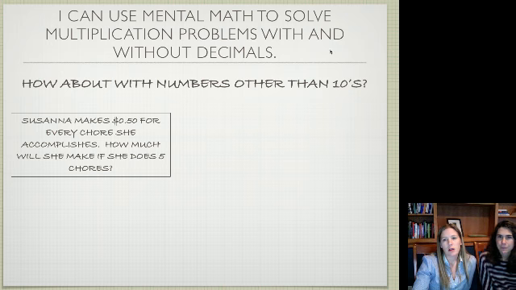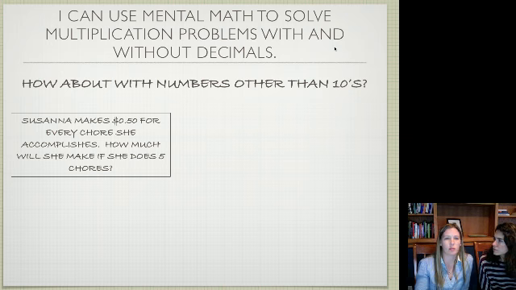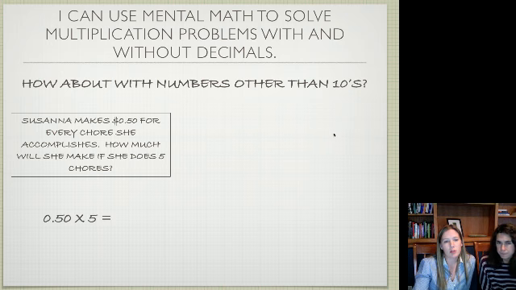Okay, the next part is what happens if you're multiplying with something that's not so nice and neat as a 10. So in this example, Susanna makes 50 cents for every chore she accomplishes, and she does 5 chores. So how much would she make? So again, you know enough about story problems to know you have to multiply the 2. So if we multiply 50 cents times 5, how do we do that?